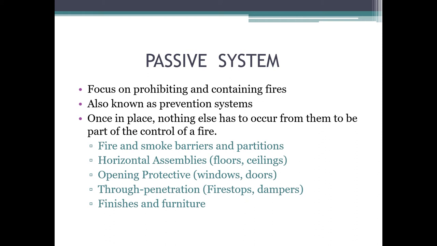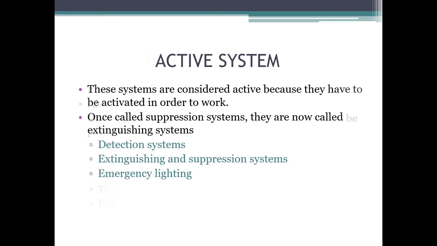These are like your barriers, your horizontal assemblies or openings, finishes, what kind of finishes you have provided in your building, or any kind of doors and windows. These are some kinds of passive systems. Whereas the active systems are those considered to be installed after the building is completed, or mechanically controlled, like detection systems, extinguishers, suppression systems, emergency lighting, etc.